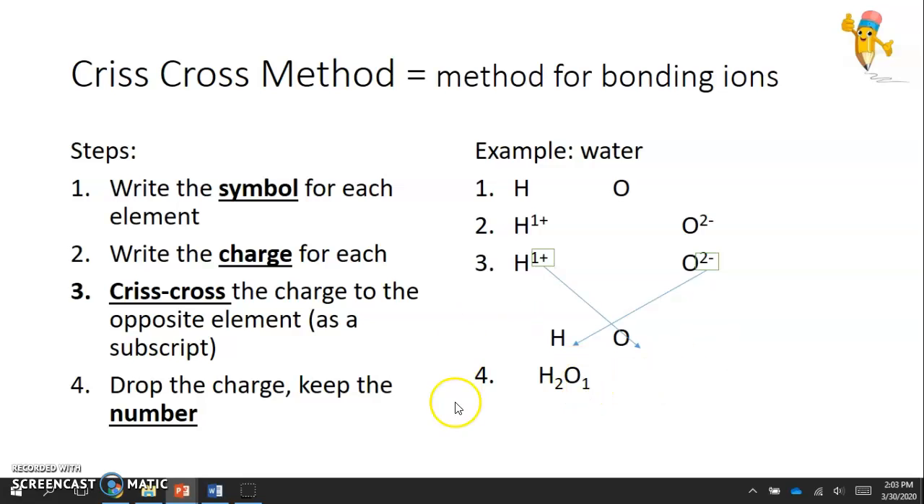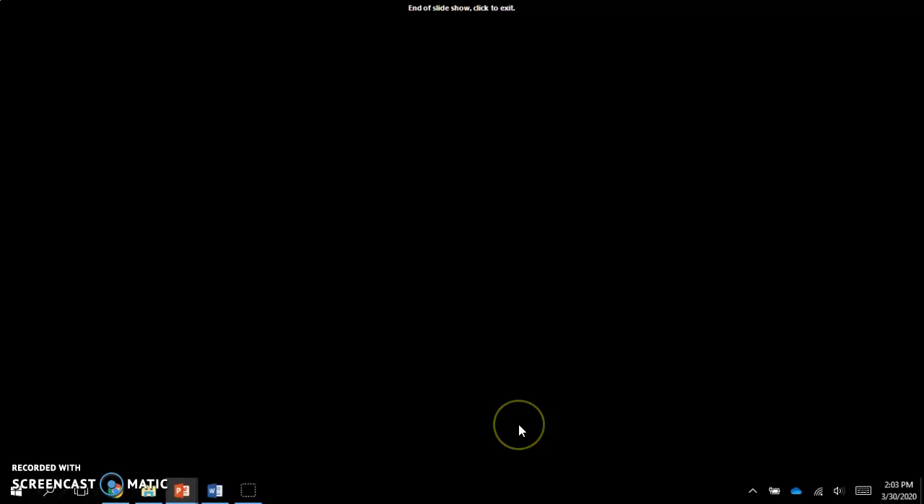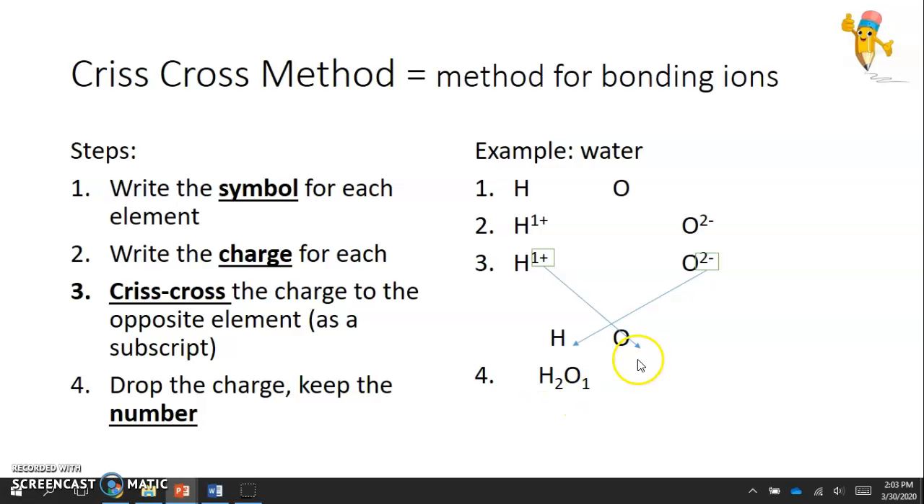And so what we wind up with is H2O1, okay? But we don't say O1 because if there's just 1, we're going to drop it. So you're going to drop the charge, but you're going to keep the number. So we're not going to say H2- O1+, we're just going to drop that denotation of the charge and we're going to say it's H2O, okay? And no, we don't have to write the 1, but if it helps you, you can put it there. So that's ionic bonding, and that's your crisscross method.